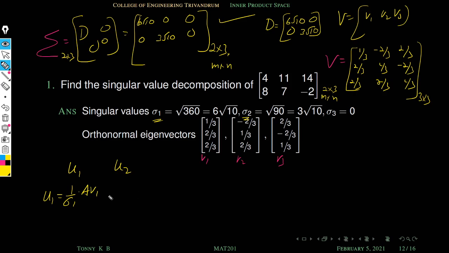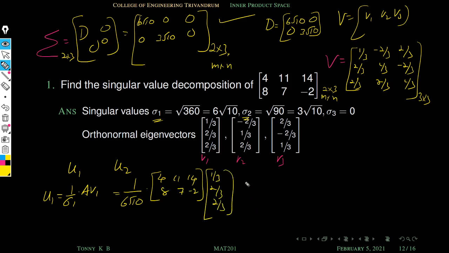So here U1 is equal to 1 by 6 root 10 into A times V1. Now, A is [4, 11, 14; 8, 7, -2], times V1. What is our V1? 1 by 3, 2 by 3, 2 by 3. Upon simplification, this becomes 3 by root 10 and 1 by root 10.